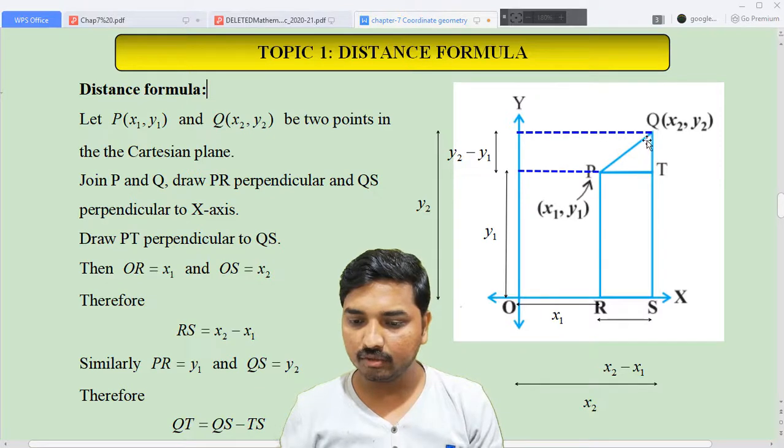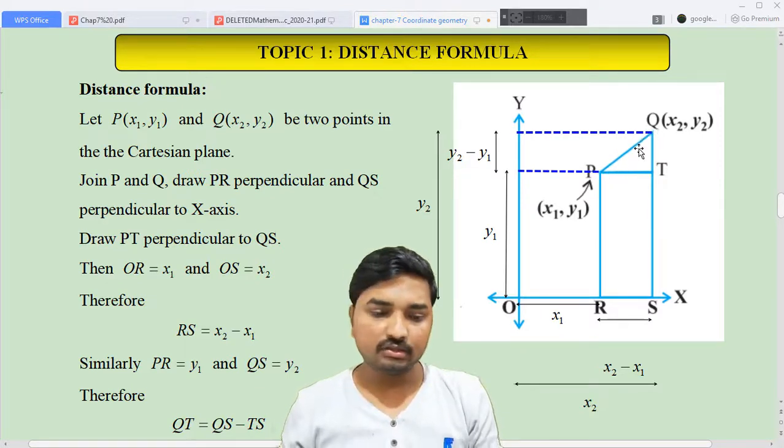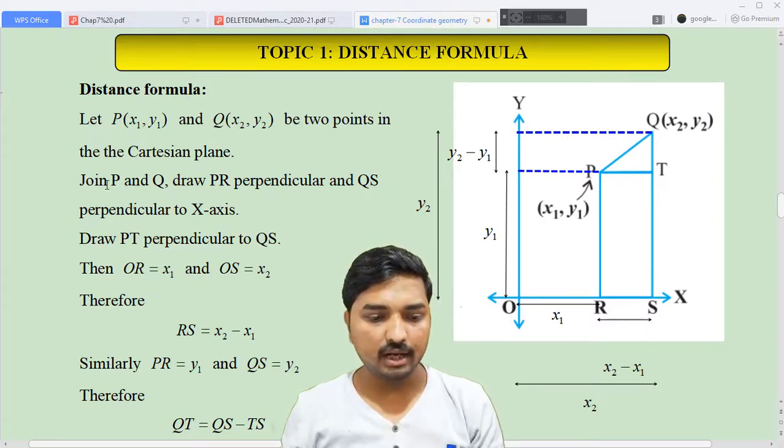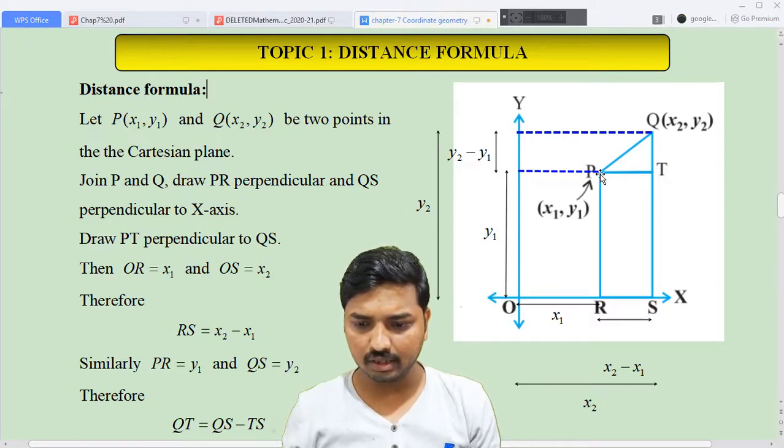Okay, so I'm going to derive the formula to find out the distance between P and Q. Now look at here. I'm going to make some construction for this one. Let's join P and Q. Okay, it's already joined. P and Q, and draw PR perpendicular to QS. Okay, it's already drawn.